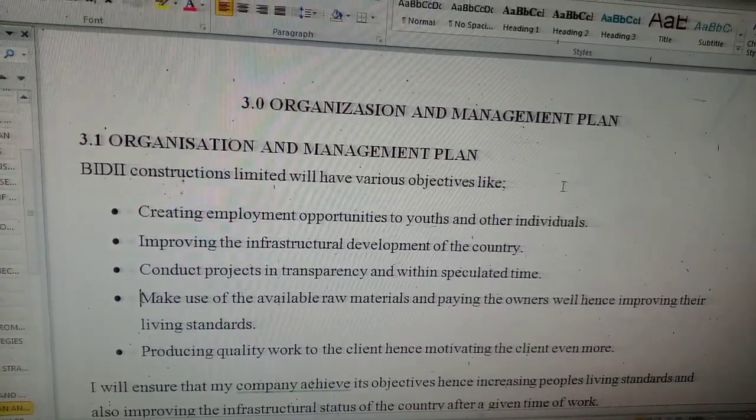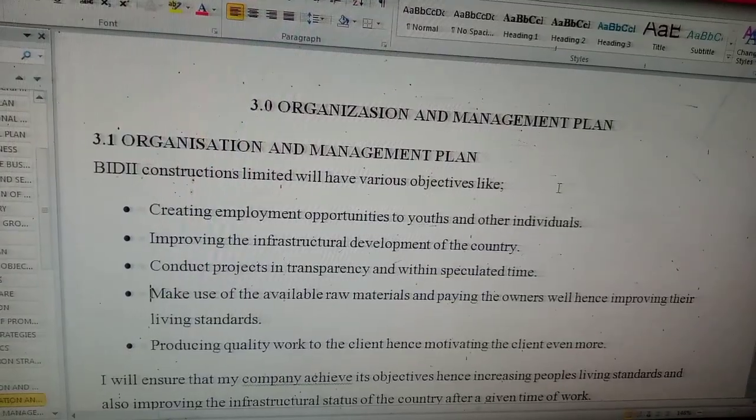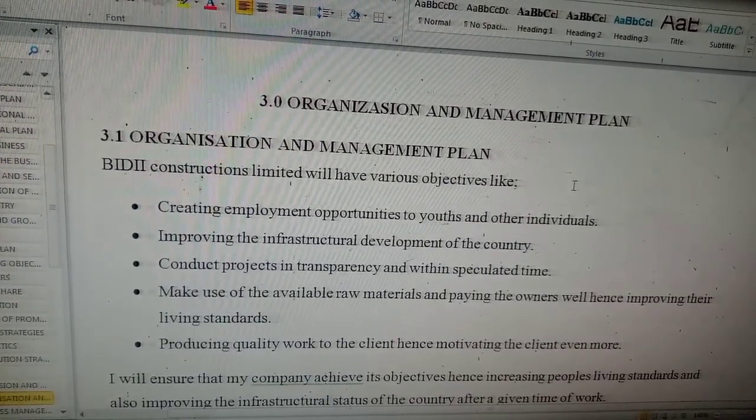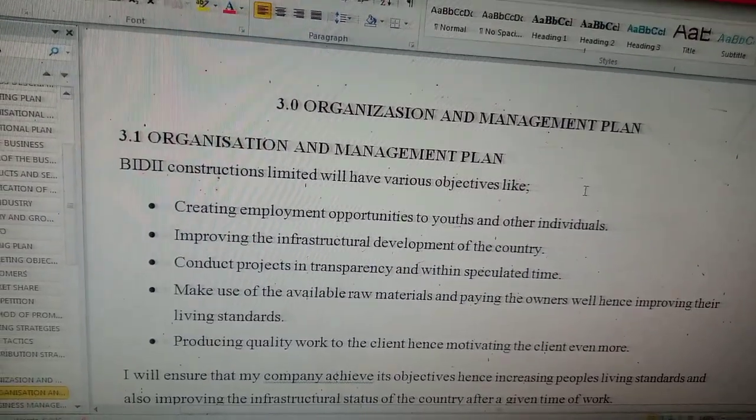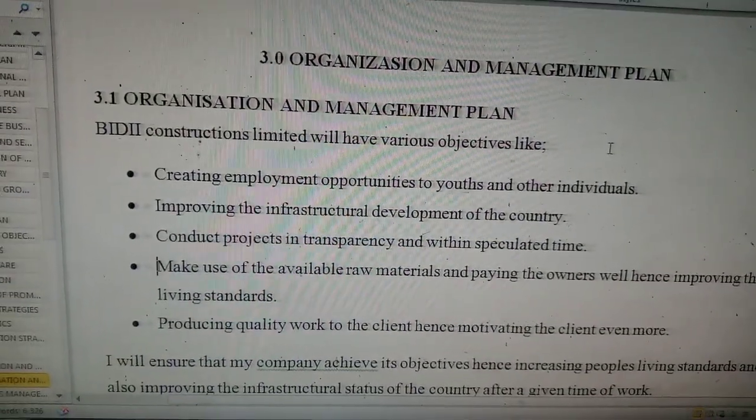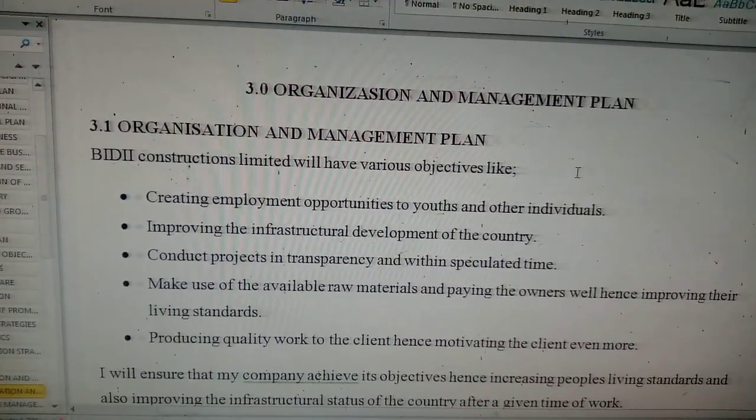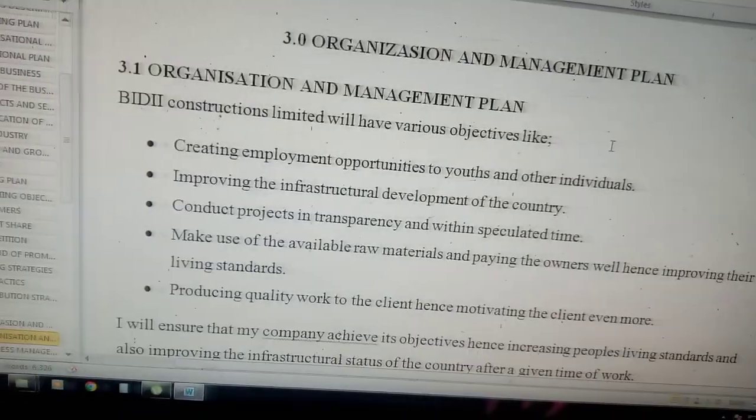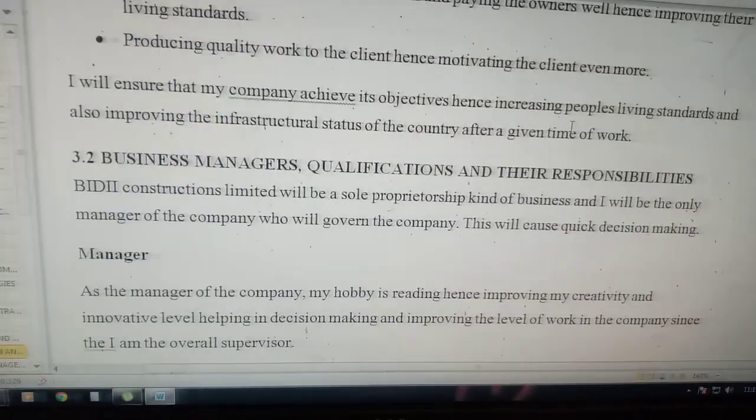So in mine, the construction firm that I decided to set up, I will have the objectives of creating employment opportunities for youth and other individuals, improving the infrastructural development of a country, and conducting projects in transparency within the specified time, and so on, as you can see in my video. Your business may not be the same as mine, but the guideline here is that whenever you are coming up with your business, you should have various objectives. You should have some objectives that you will achieve after a given period of time, and your business will be successful. The next thing after that is the business manager's qualifications and their responsibilities.